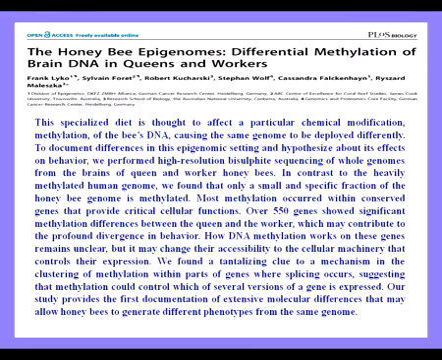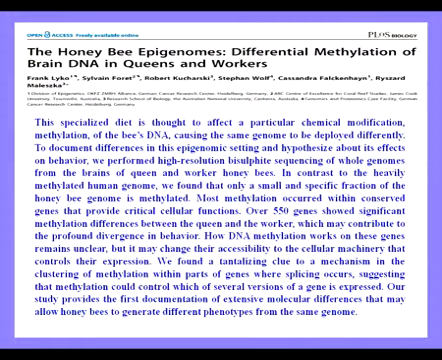Now a very classic study was conducted in the population of bee. In a bee colony there are 3 individuals: drone, worker bee and queen bee. All these 3 individuals have the same genetic makeup, and yet they have remarkably different functions in a beehive. This is a classic example. It's a very, very landmark paper which says the honeybee epigenomes, differential methylation of brain DNA in queens and workers.